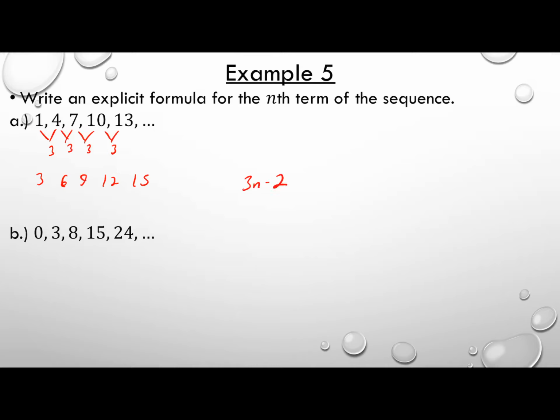And we can easily test this out, right? 13 is the 5th term, which means if I were to plug in 5 into this equation, I should get 13. 3 times 5 is 15. 15 minus 2 is 13, so that works. So once again, we can easily test this out to make sure we're right. Does this work? It does indeed.